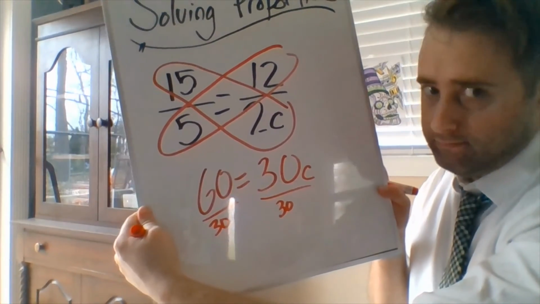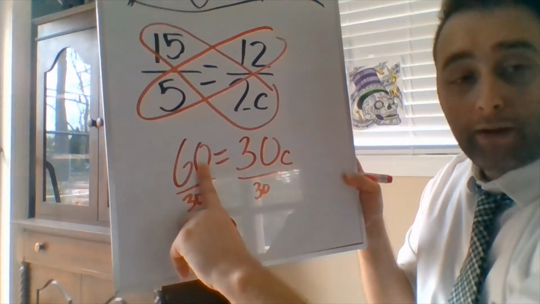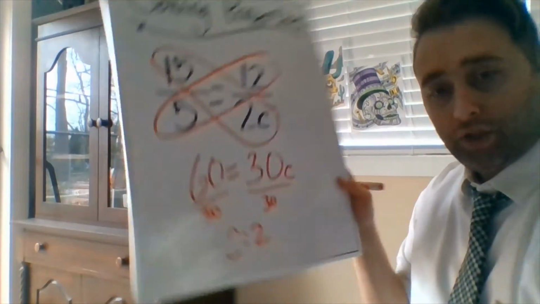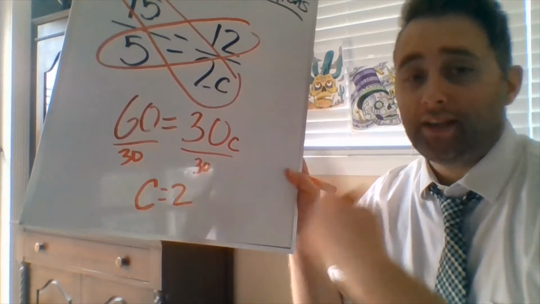60 divided by 30, or 6 divided by 3, is 2. So c equals 2. That's the only problem you're going to have to do that on. Okay? The other ones you can just multiply across and divide by what's left. Do that on this one.